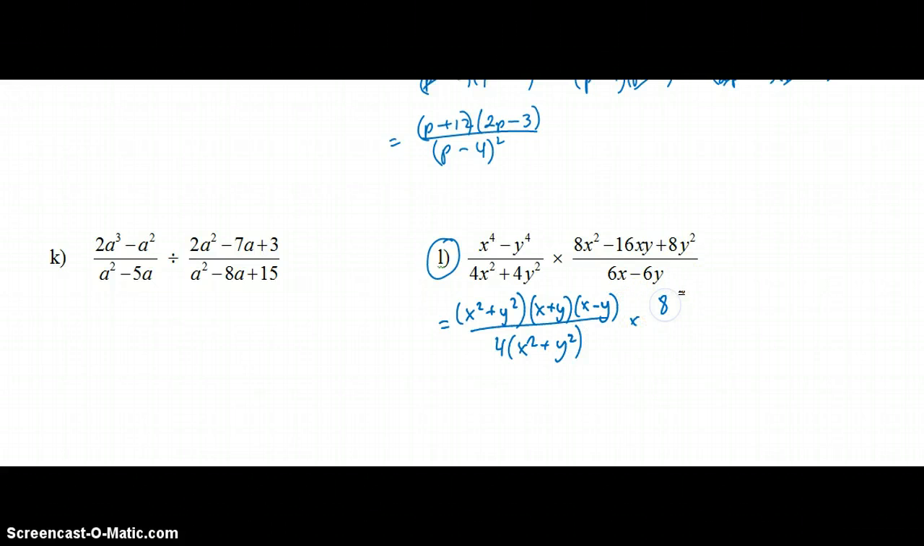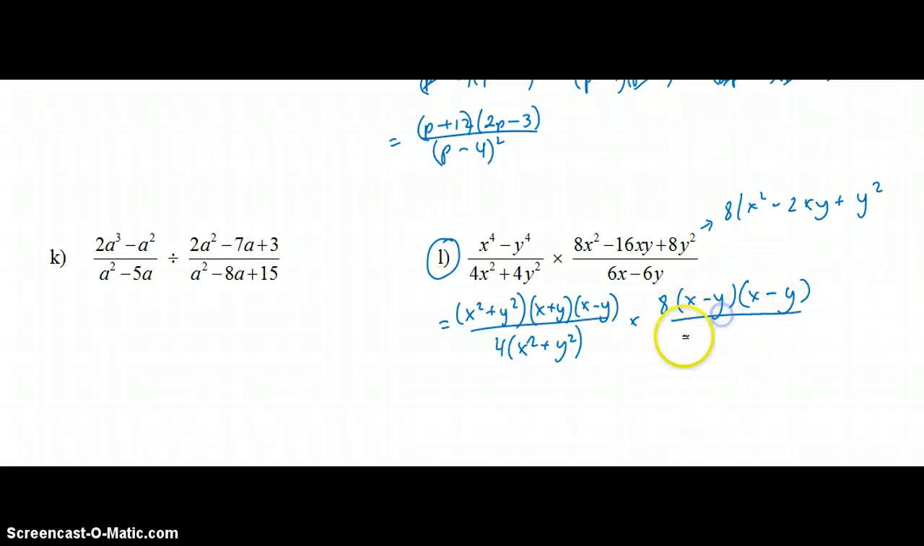The next one I can factor out an 8, and then the leftover bits are going to be x plus y, x plus y. Again, this comes out 8x squared minus 2xy plus y squared. Oh, made a sign problem here. They're both negatives. And then 6 comes out x minus y. Okay, cancel the x minus y's. Cancel the x squared plus y squared's.